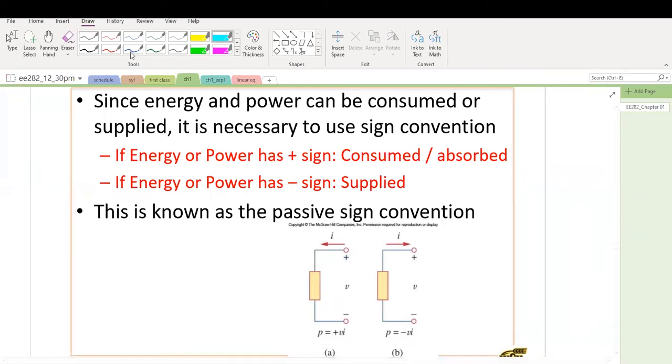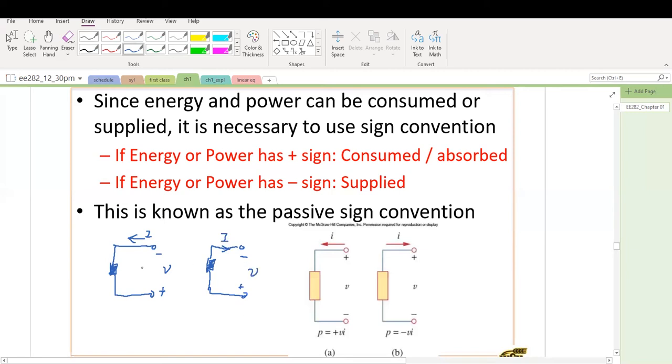I can also mark the same device differently. Bear with me, my drawing. This is the direction of I, and this is my voltage. I have different combinations. That's the device, right? I can mark it this way. This is my current, and this is my voltage here. There are actually 4 combinations. Different people can mark them differently, and all of them are legitimately okay.